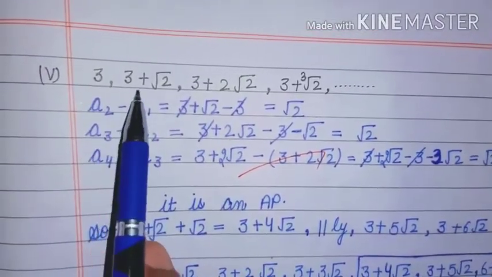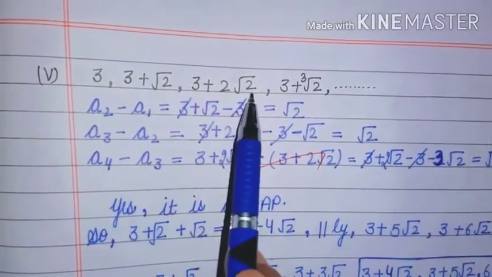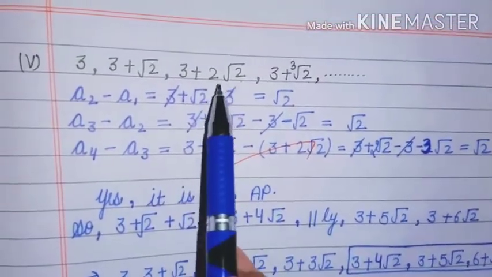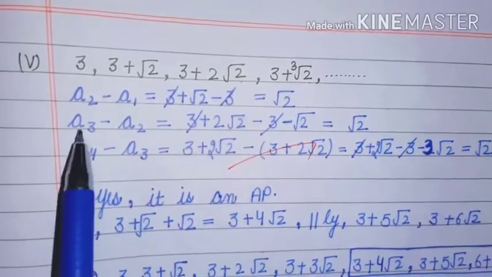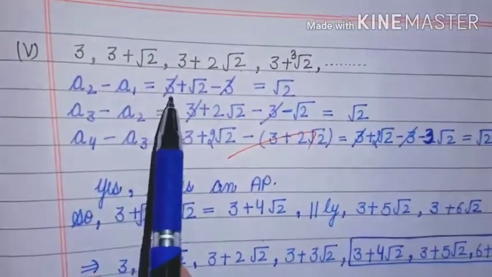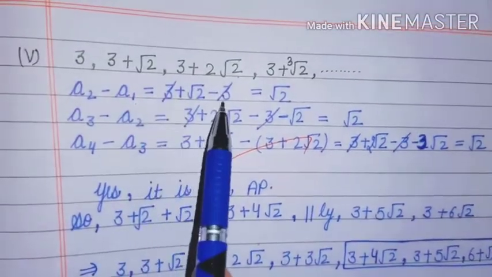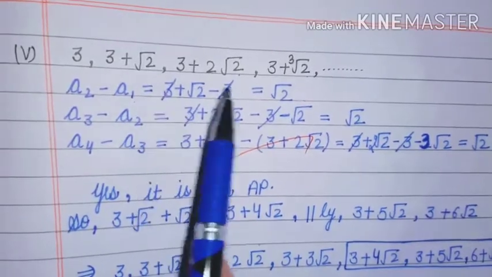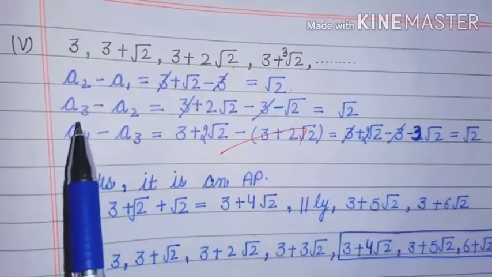Next part, beta: 3, 3 plus root 2, 3 plus 2 root 2 and 3 plus 3 root 3. Yes beta, don't be afraid to look over the root. So here also we will find the D, A2 minus A1. Here A2 is 3 plus root 2 minus A1, that is minus 3. So minus 3 and plus 3 cancel out and you will get root 2.